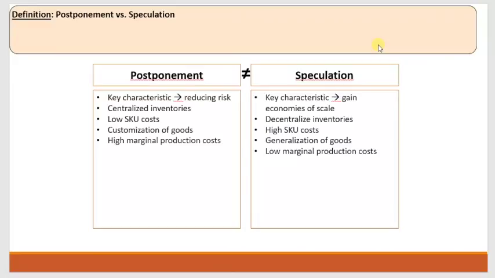The converse concept of postponement is speculation. Speculation makes it possible to gain economies of scale in manufacturing and logistic operations and limit the number of stock-outs. The distinctive characteristics of postponement strategy are the centralized inventories and producing goods by customers' orders, whereas speculation is producing the goods in advance and then shipping it to decentralized inventories.